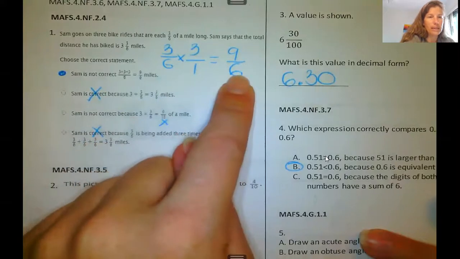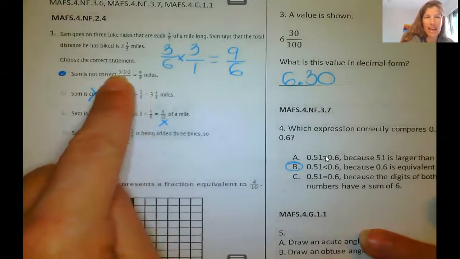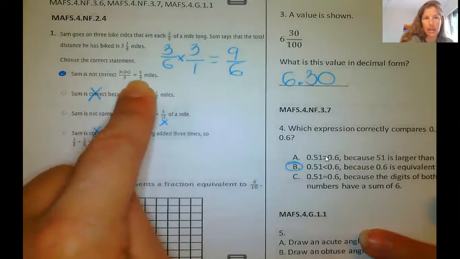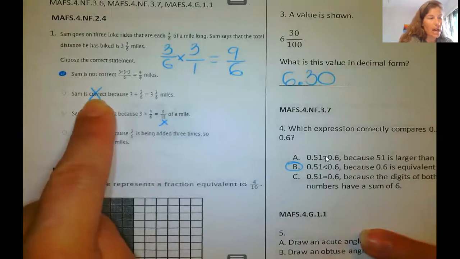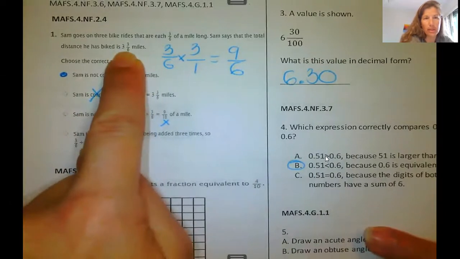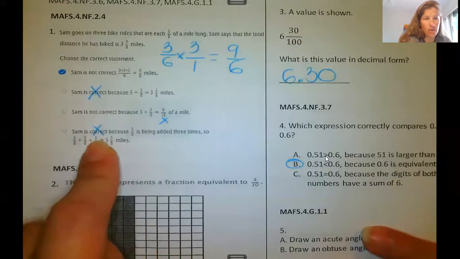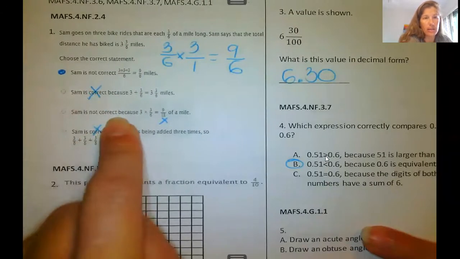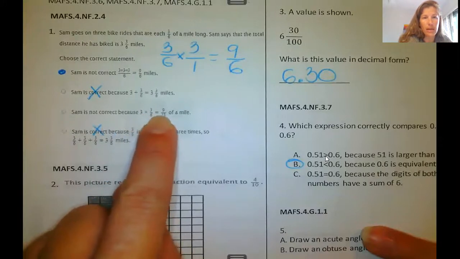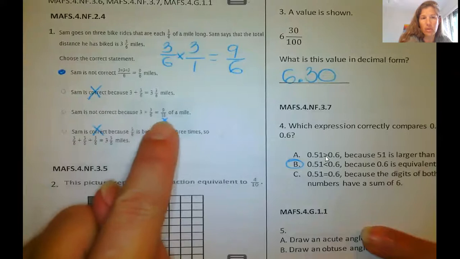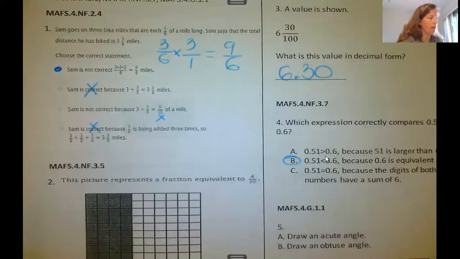That gives you 9/6. So if you look at the first one, that makes sense. They added, but either way, you're going to get the same answer. I multiplied. This one says that he's correct. Well, he's not correct. He says he did 3 and 3/6 miles. That's not the case. So these two are out. And then this one says that he's correct because 3 times 3/6 is 9 over 18. But you don't multiply denominators. So this one can't be right. The only one left is this one, the first option.